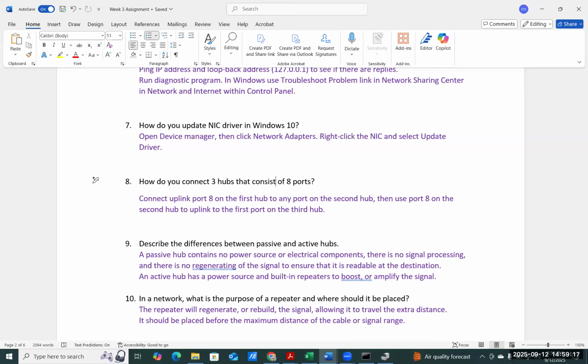So we're going to go from last on the first to first on the second, and then from the second to the third, last on the second to first on the third. But you can use any ports, like I said. I normally do last to first. It's just easy.